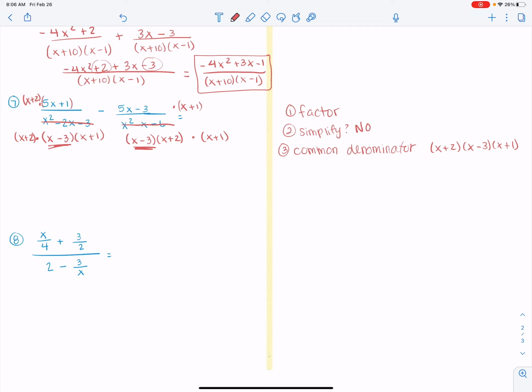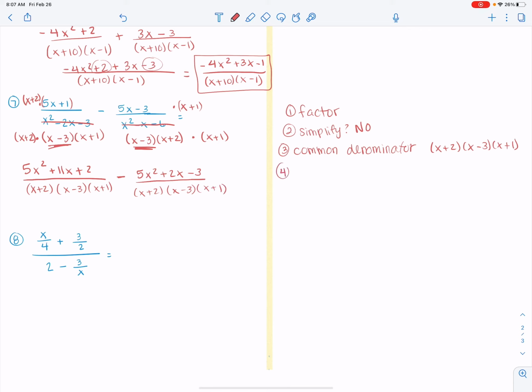So x plus 2 times 5x plus 1 is going to be 5x squared plus 10x plus x, so plus 11x plus 2, all over x plus 2, x minus 3, x plus 1, minus 5x minus 3 times x plus 1, which is going to FOIL to 5x squared plus 2x minus 3, all over x plus 2, x minus 3, x plus 1. Okay, so now that I have a common denominator, now I'm going to subtract.